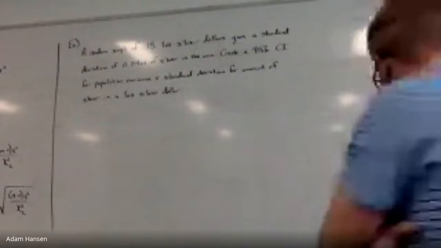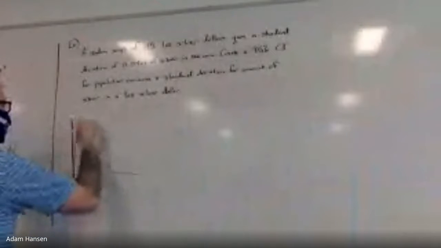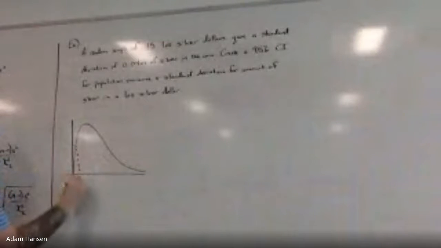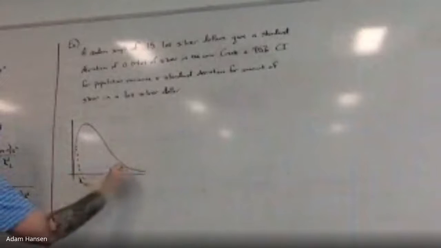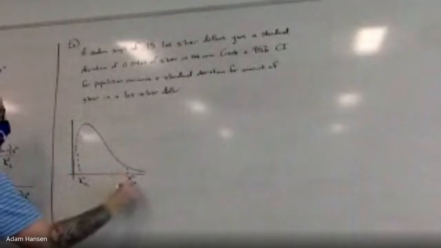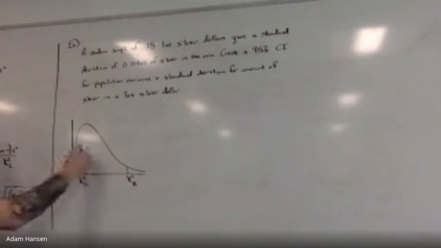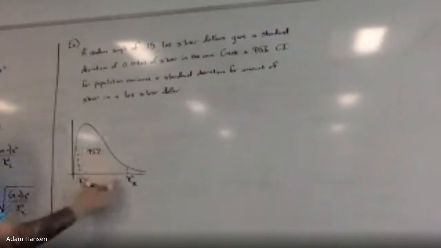Okay. So let's draw a picture. I'm going to draw a chi-square distribution. Two cutoffs. Chi-square left, chi-square right. I'm going to make a 95% confidence interval. I want 95% of the chi distribution to be between those two values, so that the endpoints of my interval capture 95% of the distribution.